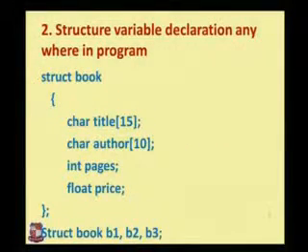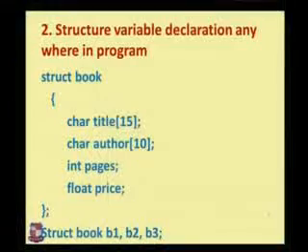Then structure variable declaration anywhere in the program. We can declare these structure variables in the program also. Same as before, we have structure book with title, author, pages and price, and we use struct book B1, B2, B3. B1, B2, B3 are the variables, and book is the name of the structure, which is defined with the keyword struct. This statement can be defined anywhere in the program. So whenever we need to call a particular structure template, we can use B1 dot book, B2 dot book, B3 dot book.